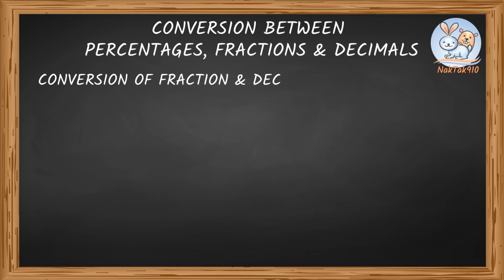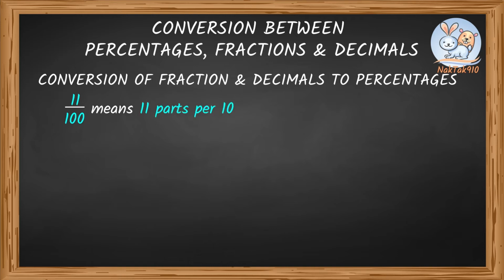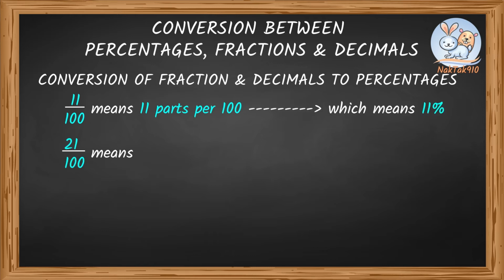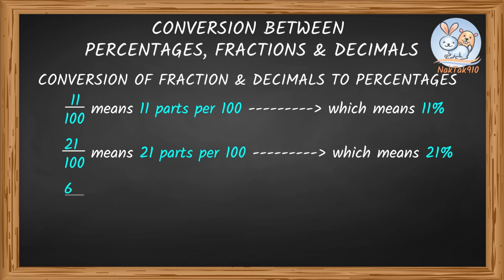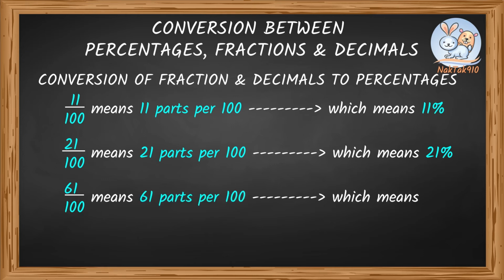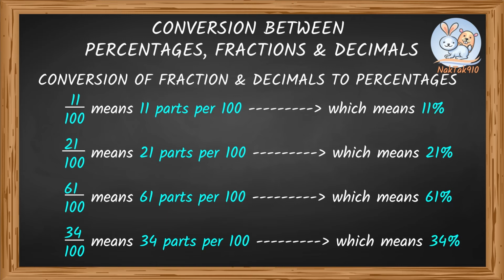Conversion of fractions and decimals to percentages. Let's take a fraction, 11 by 100. This fraction, 11 by 100, means 11 parts per 100, which means 11%. 21 by 100 means 21 parts per 100, which means 21%. 61 by 100 is the same thing as 61%. 34 by 100 means 34%. This is easy, but what if the denominator of a fraction is not 100?